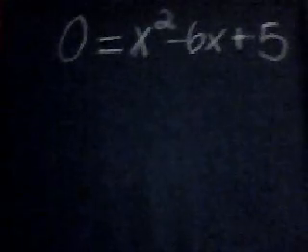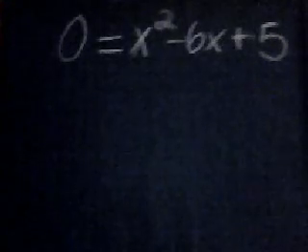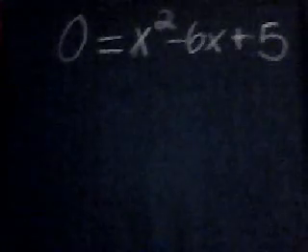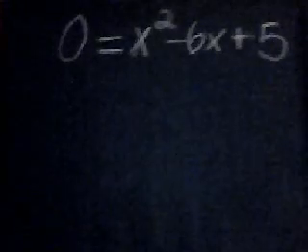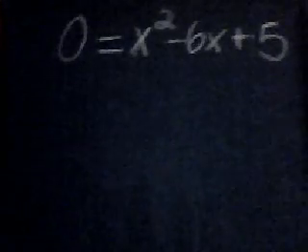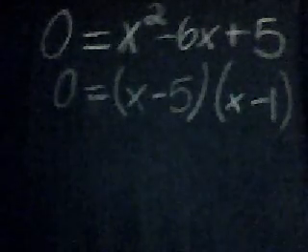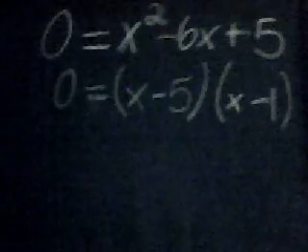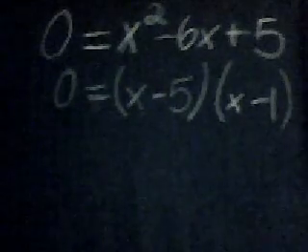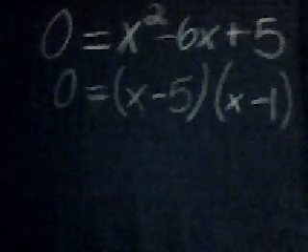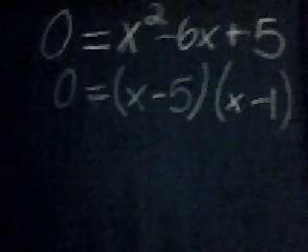Now we must find two numbers that multiply to 5 and add to negative 6. So two numbers that multiply to 5 and add to negative 6 will be negative 5 and negative 1, multiplied to get 5 and added to get negative 6.